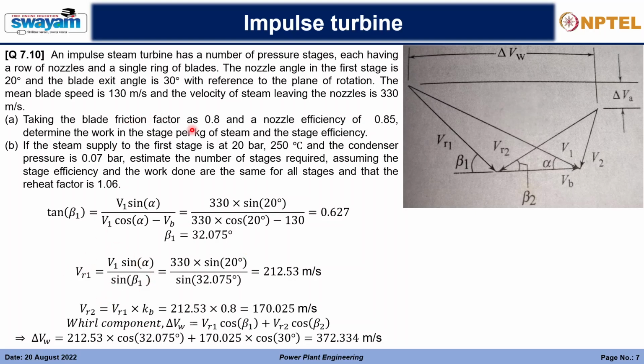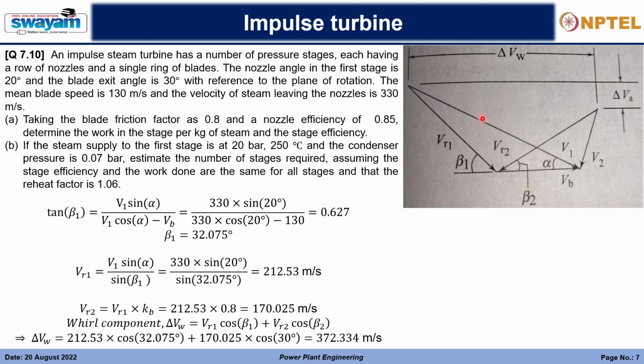Since we are given a blade friction factor, the velocity of the steam exiting will be 0.8 times the velocity of the steam entering. That is why we multiply by the factor 0.8 and get this particular value of VR2. So VR2 we have calculated, VR1 we have calculated, V1 we know, and then we calculate the whirl component VW.